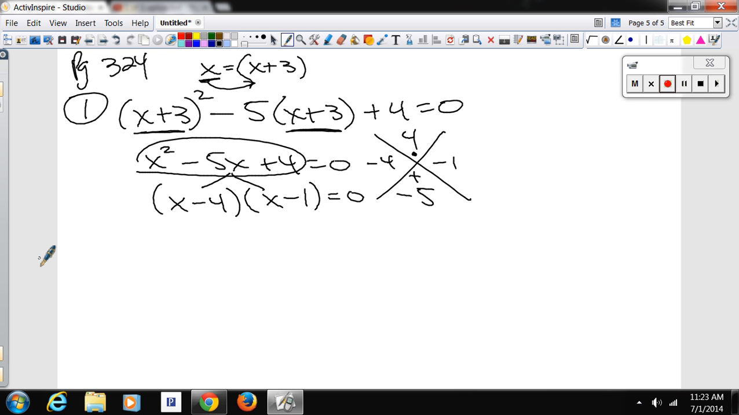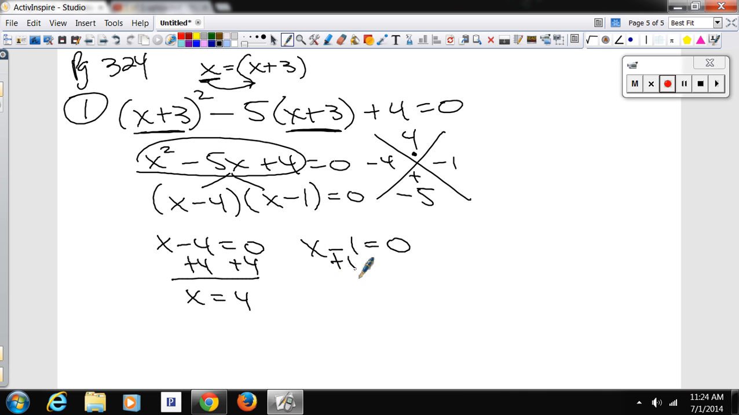We make them into 0. We set them both equal to 0. So we say x minus 4 equals 0, and x minus 1 equals 0. So when you solve this, you add 4 to both sides, you get x equals 4. Add 1 here to both sides, you get x equals 1.